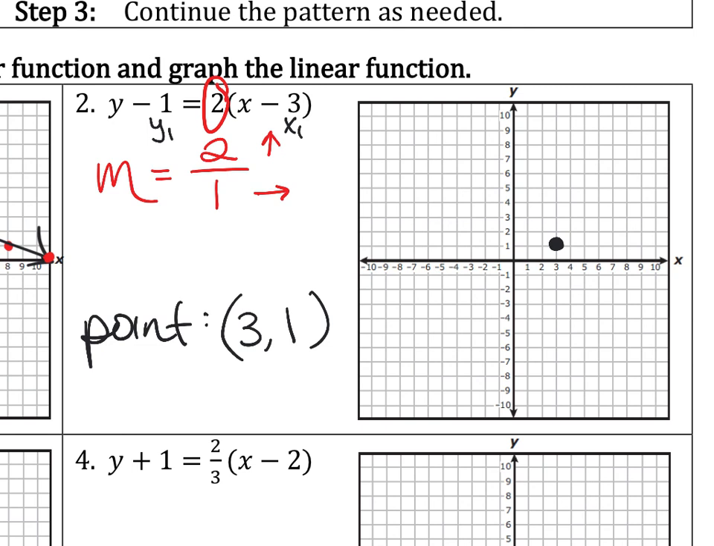There's my first coordinate point, and I'm going to go from there up 2 over 1, up 2 over 1, up 2 over 1, until I feel really good that I can draw a straight line with my ruler. Please use your ruler. Please give me nice, accurate graphs. And voila, there's my graph.